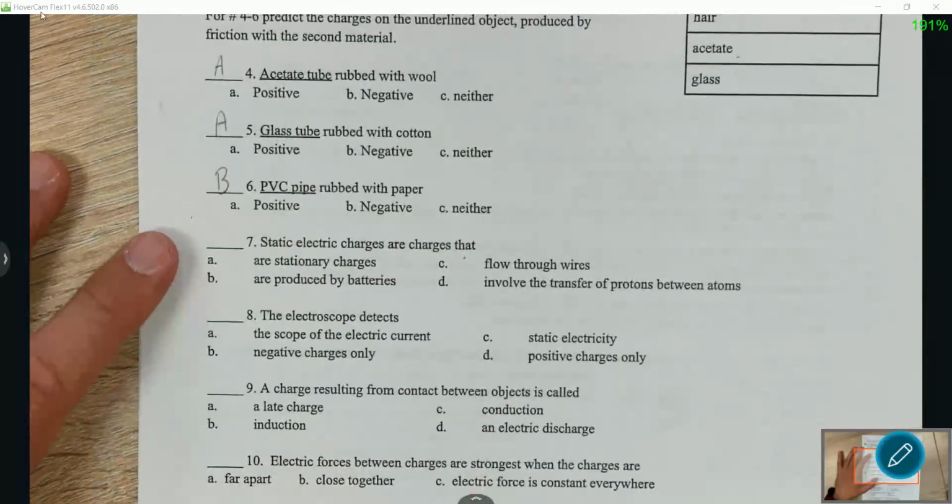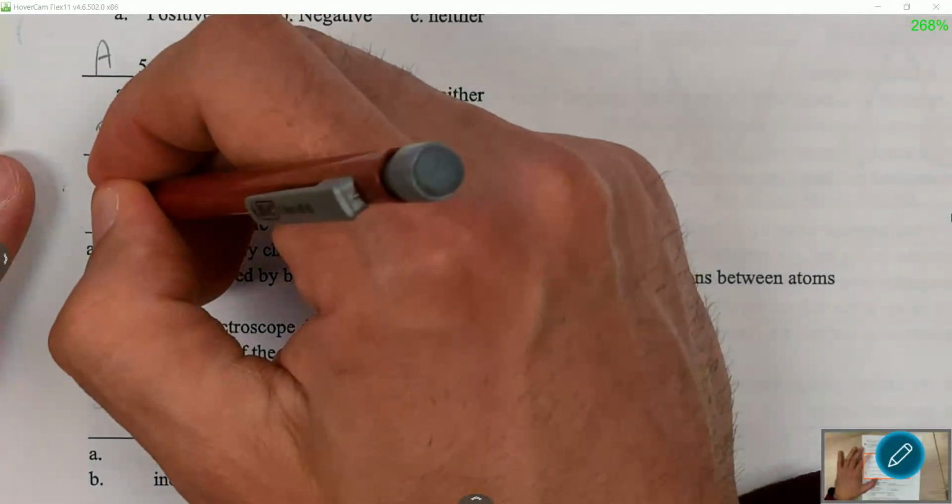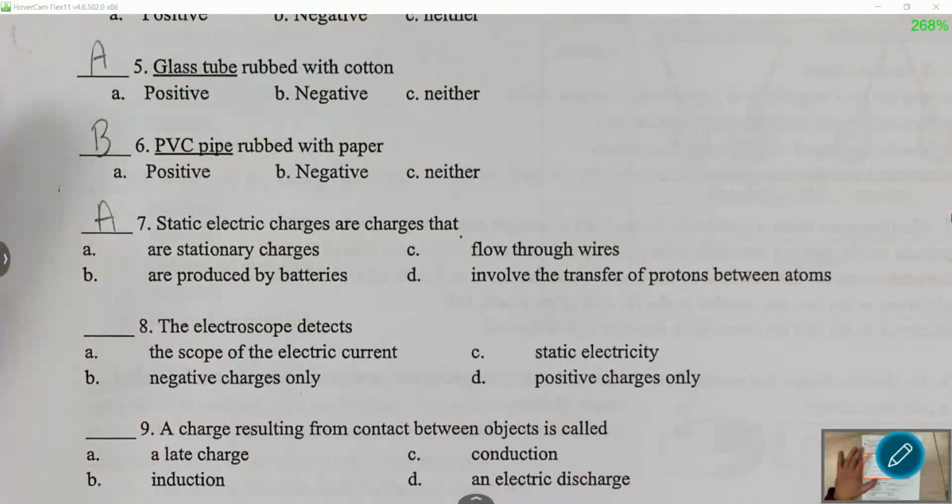This was back from our notes. The static electric charges are stationary charges. Just memorize that one.